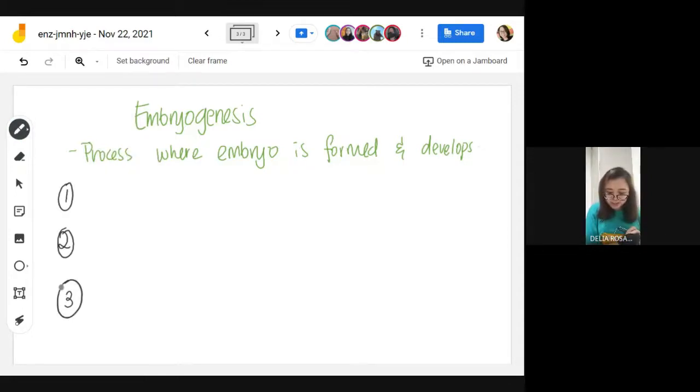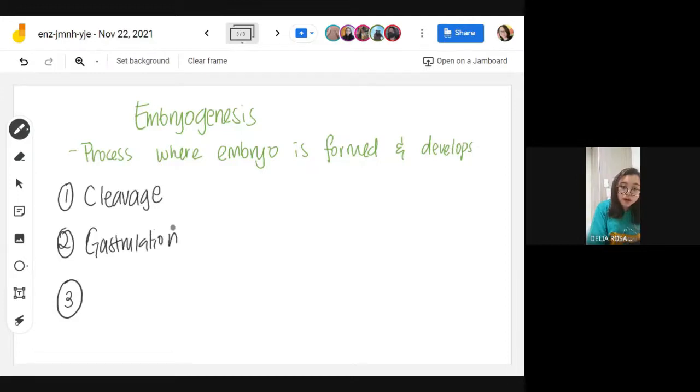Oh, okay, Leah. The first stage, cleavage. The second stage, gastrulation. And the third stage, organogenesis. Okay, so Leah was first to type in the chat. Very good. Good job. And then what do we call the embryo at each of those stages?